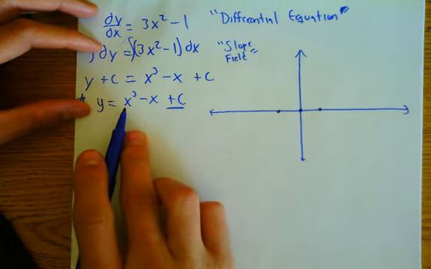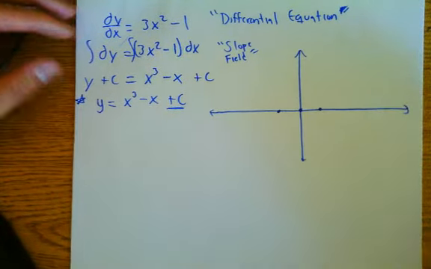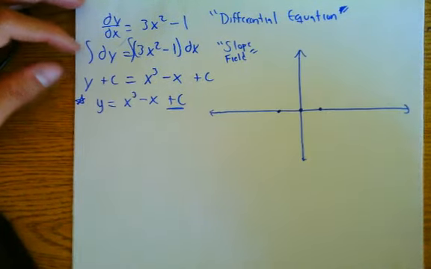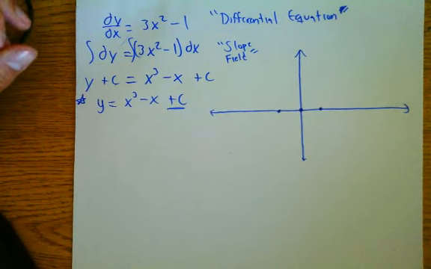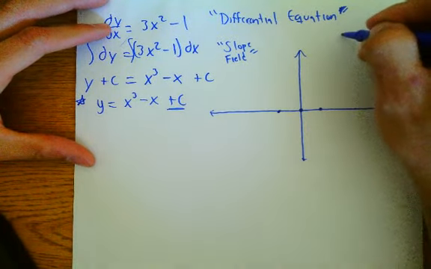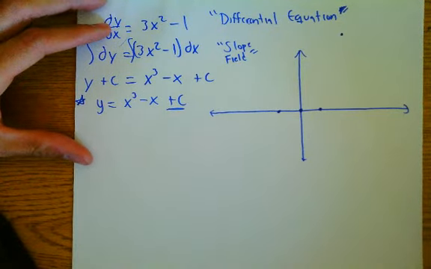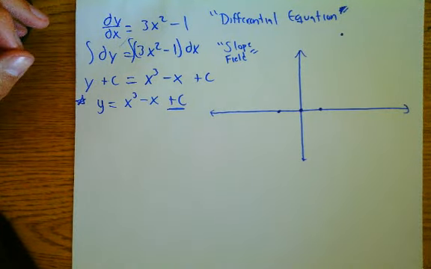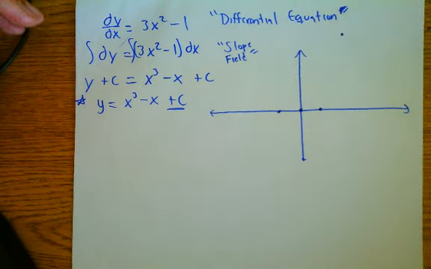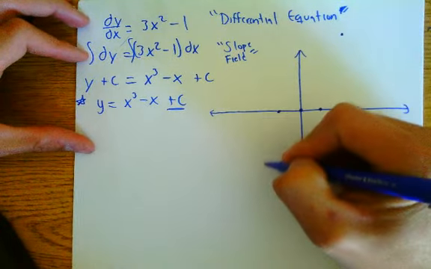You guys with me so far? Negative 1 cubed is negative 1, minus negative 1 is 0, right? I'm still pretending that c is 0. Now I'm going to plug in 2. 2 to the third power minus 2 is 6. I'm going to plug in negative 2. Negative 6, right?